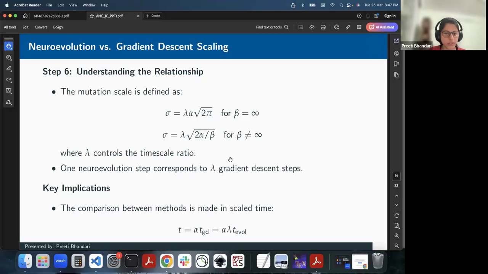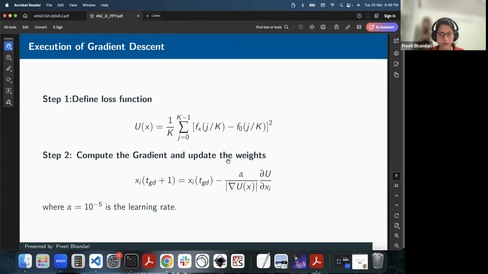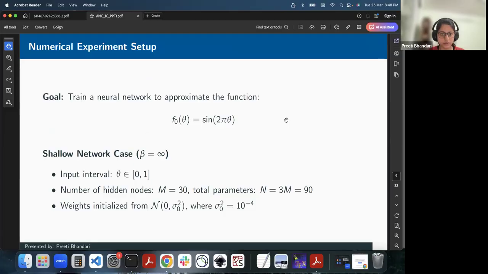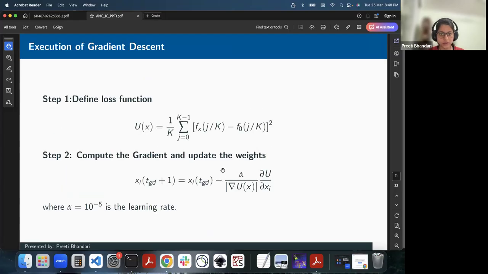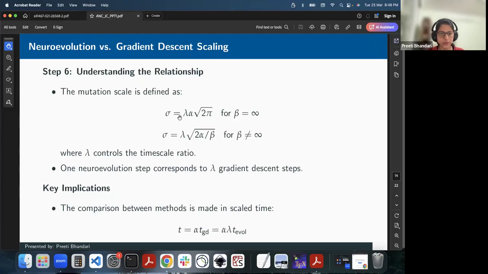Now the point is, how do we define the time, because we are using two different methods. The mutation scale is defined as follows: for beta equal to infinity, sigma, where lambda is some parameter and alpha is the learning rate. You can get this straight away from here. This was your alpha equals sigma upon square root of 2 pi. This function you equate with alpha, so you get something like this.